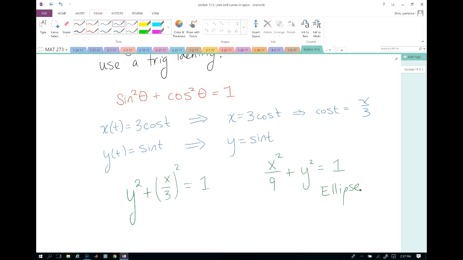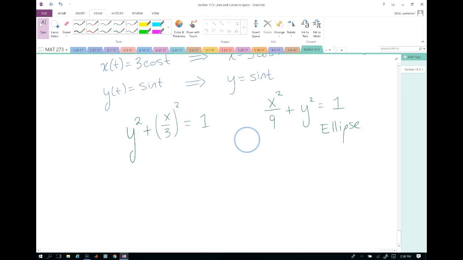T is a parameter. It's not actually a variable that we plot, but it helps us to determine the coordinates that we're going to plot. It helps us to move along our curve in the correct increments in both directions, x and y. So we could easily draw the graph of x squared over 9 plus y squared equals 1 if we recognize that's an ellipse and we remember how to do that.